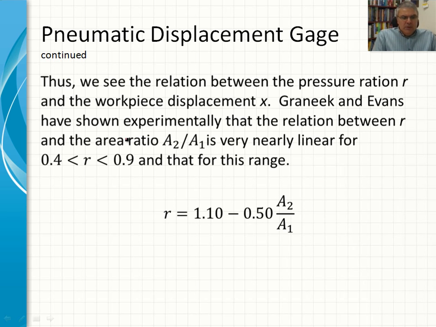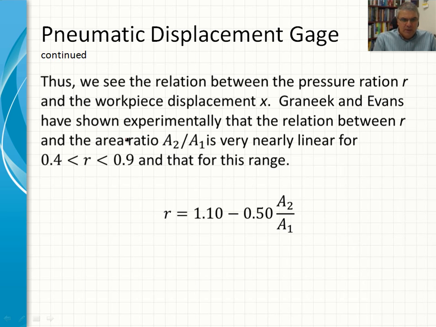So there have been some tests performed on the pneumatic displacement gauge. There's a linear and nonlinear range. I'm not going to get too much into the nonlinear range, but two of the scientists or engineers test and play around with the device, and they realize that the area ratio A sub 2 divided by A sub 1 is very linear for a specific range, 0.4 and 0.9.